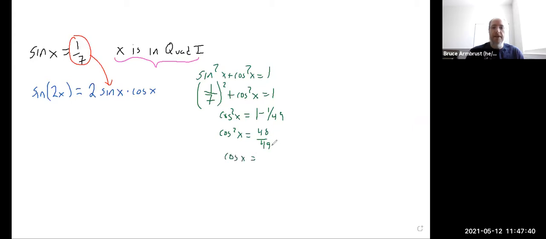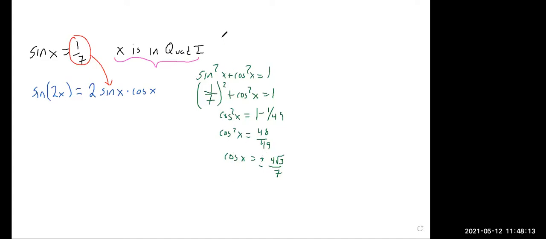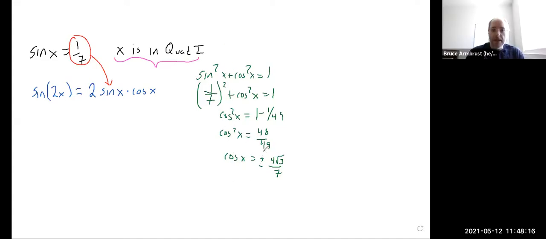So the cosine of x is going to be the square root of that, actually plus or minus the square root. This is 4 root 3 over 7 if you reduce it. Now this is why being told it's in quadrant 1 is important, because then we can determine which of these we use, the plus or the minus. So which one is it? If we're in quadrant 1, is cosine positive or negative? Yeah, thank you. So it's the positive. All right, cool. We're going to take the positive 4 root 3 over 7, and put it in there.